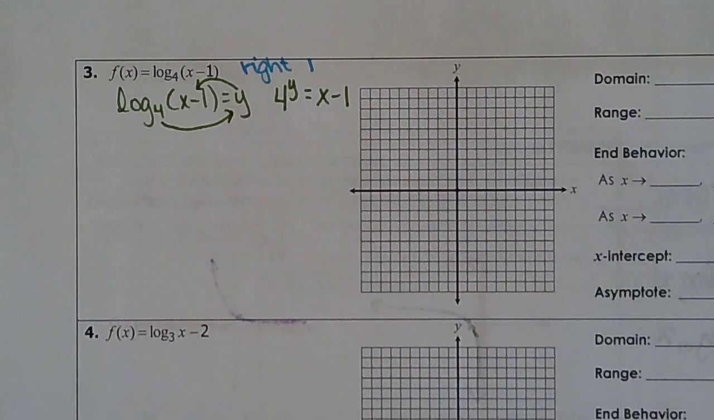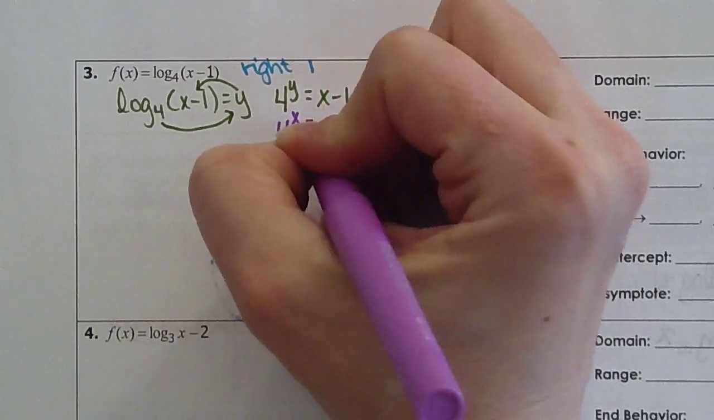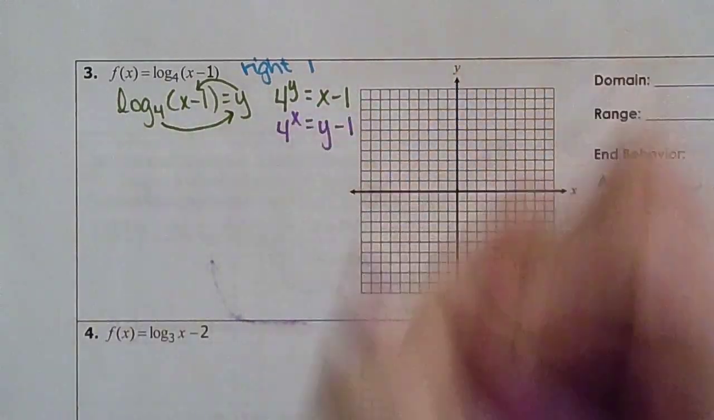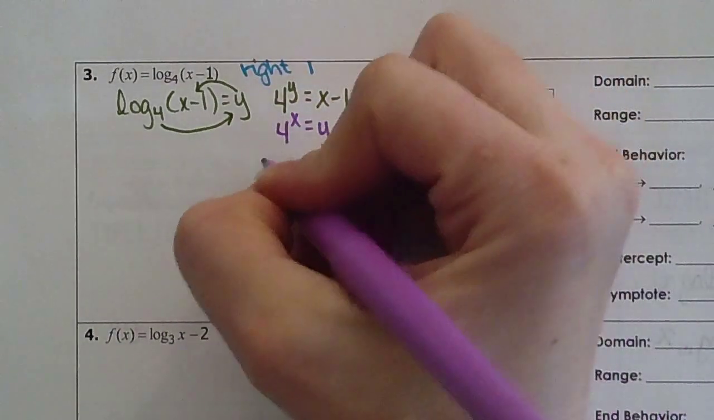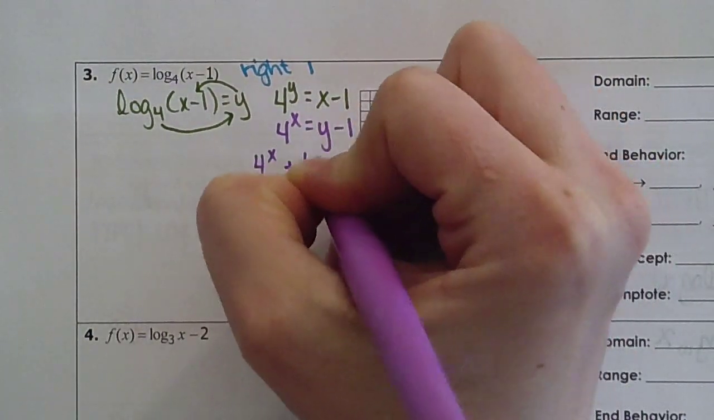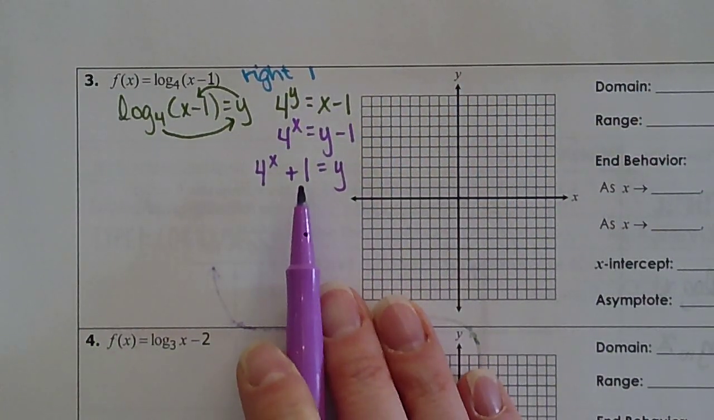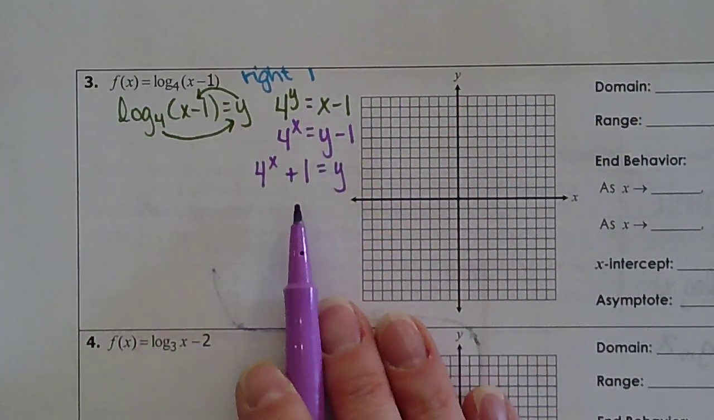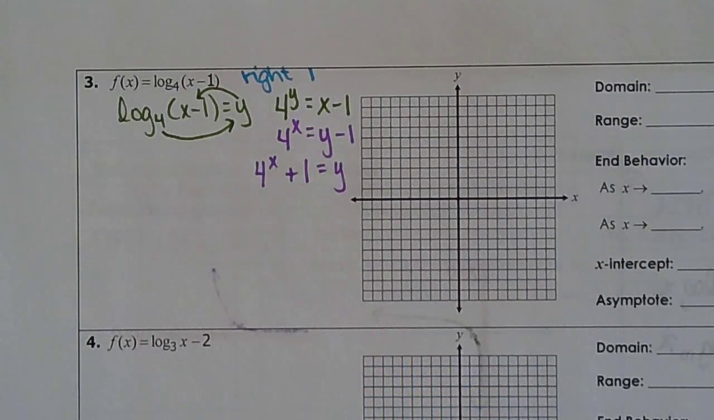And now I'm going to swap my x and y. 4^x = y - 1. I can only put this in my calculator if the y is by itself. 4^x + 1 = y. So now I have a transformation. It was right 1, but now it's up 1. So a horizontal's inverse is a vertical.